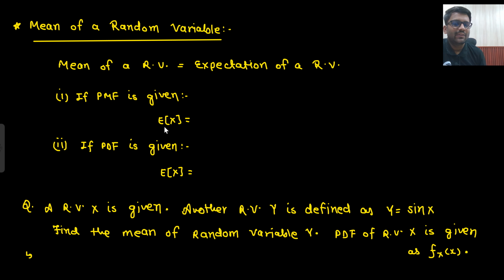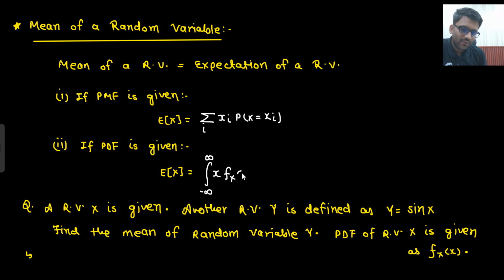So if a PMF is given and I ask you what is the mean of random variable x, what you will do? You will take all the values of x, multiply each with its probability, and add all of them. And with respect to the PDF, what you will do? Whatever is written inside, capital X, I will make it small x. Now it is a function of x, so I will put the PDF of x here, dx, and integrate over the whole limit, right?